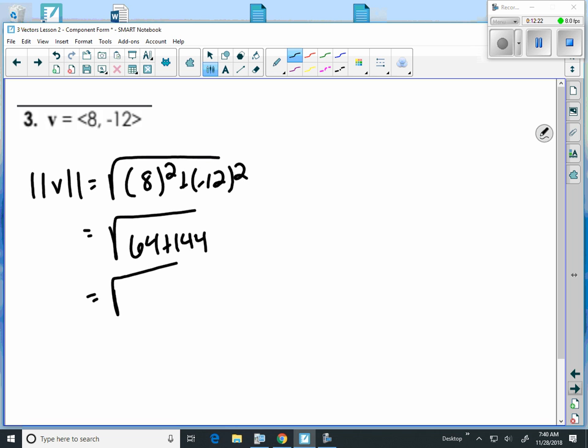We'll look at here. You should get the square root of 208, which is 14.42. We okay on that? Okay. Now, the direction angle for this.